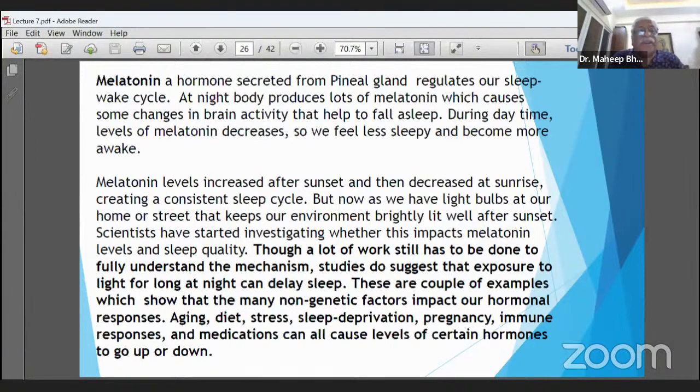Now, as I said already in my introduction of melatonin, at night the body produces a lot of melatonin, which causes some changes in brain activity. And I said that melatonin level increases after sunset. So it is an environmental factor which causes the increase of melatonin secreted by the pineal gland in our body. But when there is a sunrise, since we have to be awake, the melatonin level automatically decreases in our body. Okay, so this is how the environmental factors affect the hormones.